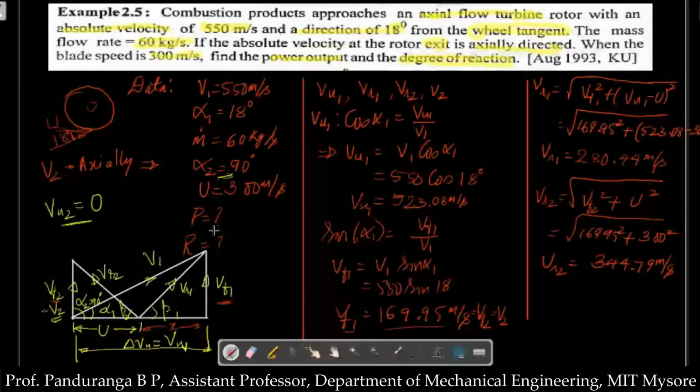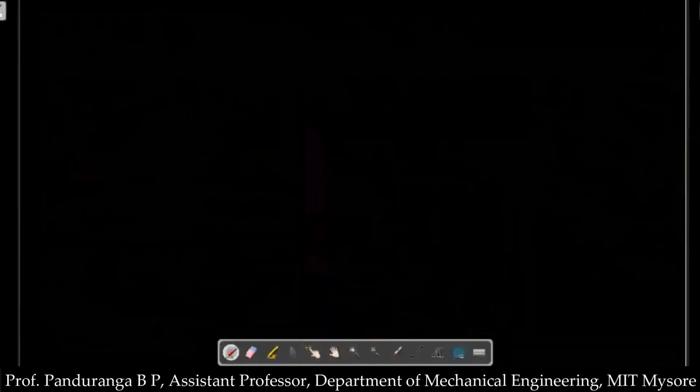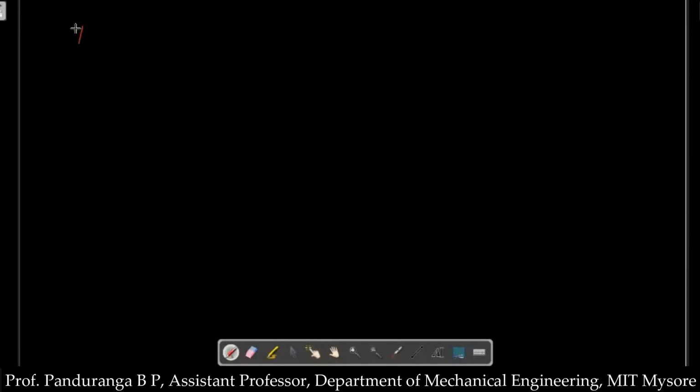Now let us find out the power and the degree of reaction. I'll go to the next page. So power is given by m dot into u into Vu1 plus or minus Vu2. But in this case, we know that Vu2 is 0. So it is just m dot into u into Vu1.